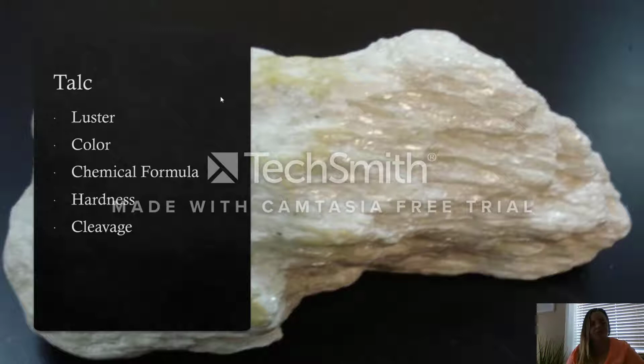So the first one we're looking at here is talc. Talc has a pearly to dull luster, depending on the sample. The color is white to green. This one in particular is more of a white satiny color, but sometimes they can be a little bit of a pale green. Here is its chemical formula. It does have some magnesium, some silica, oxygen, and hydrogen in it.